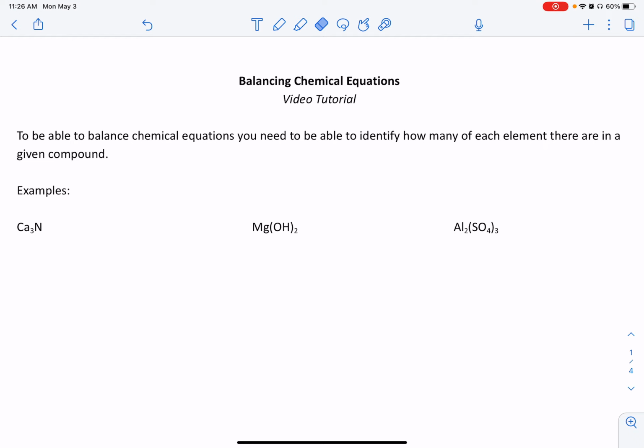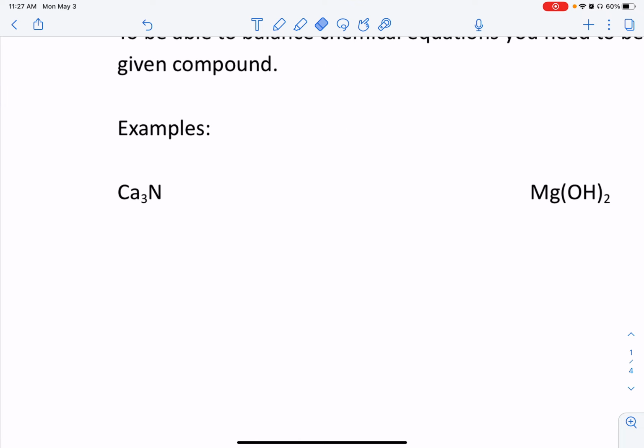In order to balance chemical equations, you need to be able to identify how many of each element there are in a given compound. We've done this at the beginning of the year, but I thought it would be good to do a review now. So let's look at some examples.